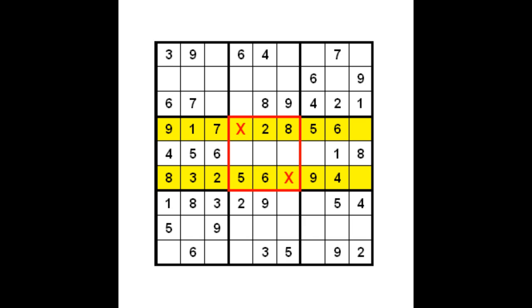Now let's turn this same strategy vertical. If you notice, you already have the number 9 in this column, so you cannot put it in this box. And you have the number 9 in this column, so you cannot put it in this box. Obviously, that leaves us only one box in which the number 9 can appear. That's this box.